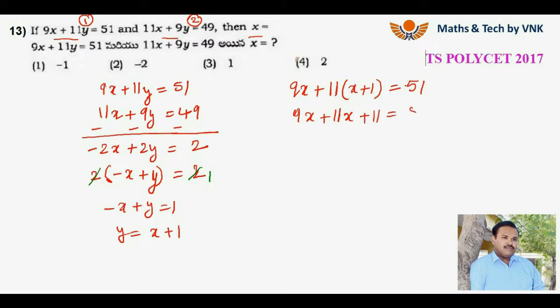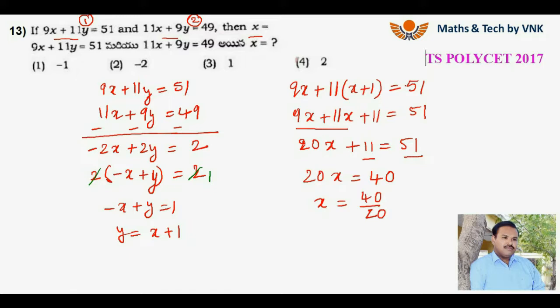So 9x plus 11x is 20x plus 11 is equal to 51. So 51 minus 11 is 40. So 20x is equal to 40. x is equal to 40 by 20. So x is equal to 2. So the correct option is 4.